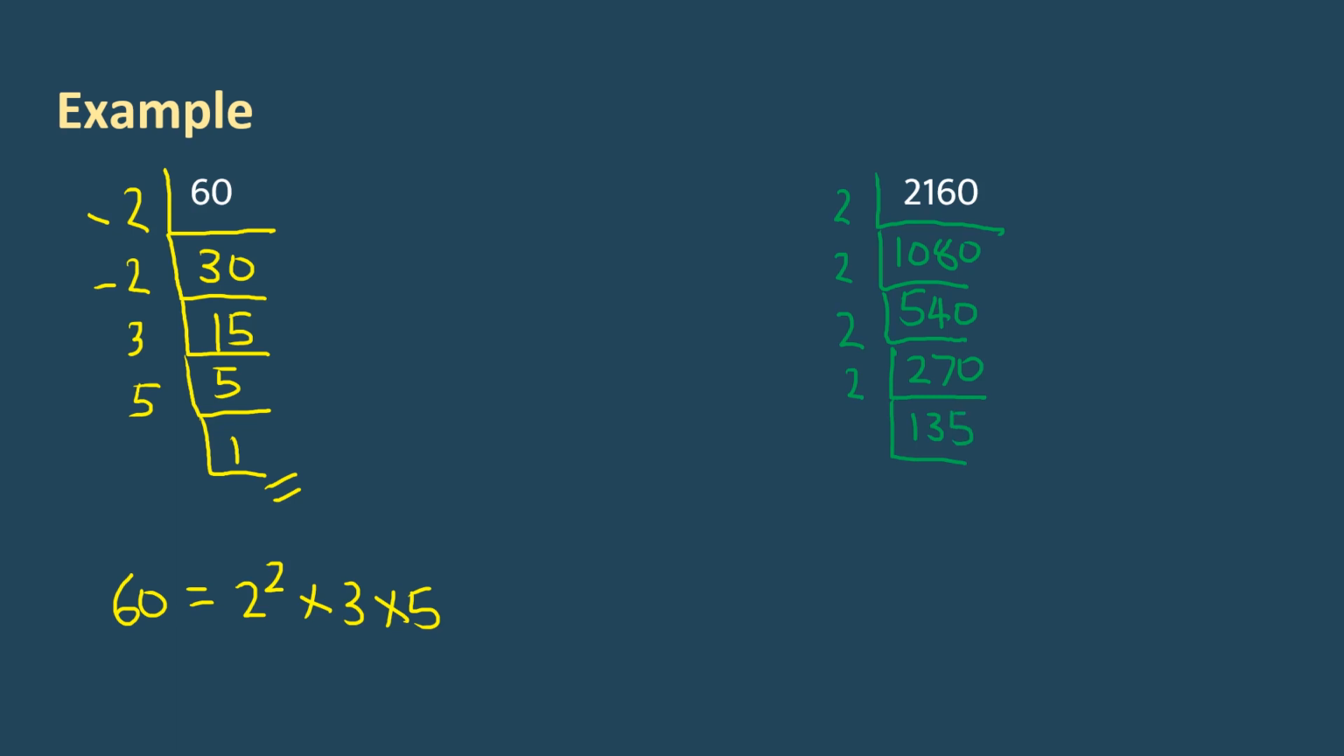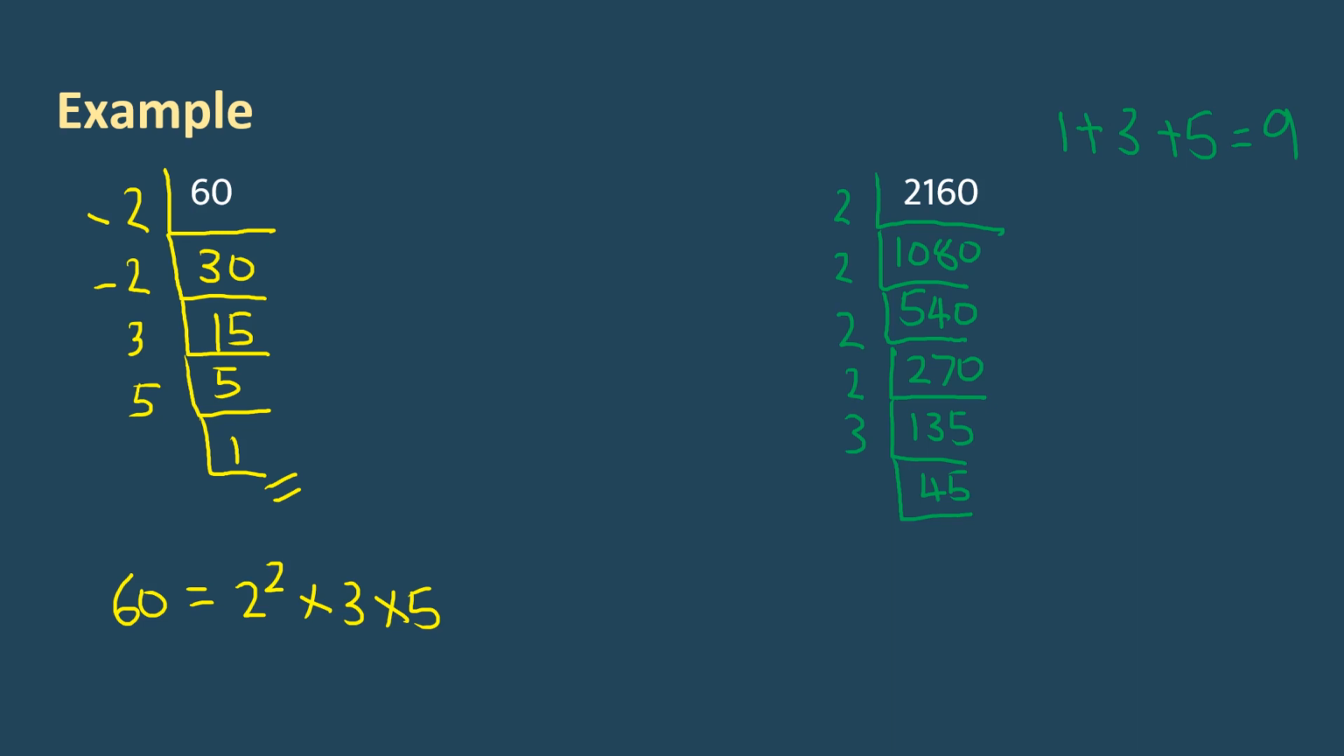135. Now, 135 is not divisible by 2 because it's not an even number. So we move on to 3. Now we're going to test it out. Is 135 divisible by 3? So we're going to add the digits. 1 plus 3 plus 5 equals 9. 9 is divisible by 3. So 135 is also divisible by 3. So 3. And the next number we have is 45.